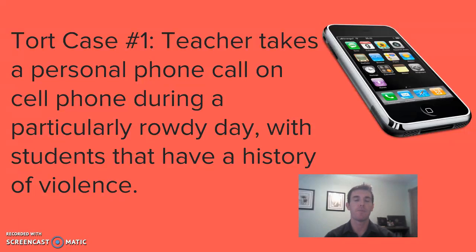So how could this be prevented in the future? An annual review of the handbook policies, specifically in reference to personal phone calls, should be had every year. And if a teacher does have an emergency and does need to take a personal phone call, which happens, they need to make sure that they have coverage for their classroom while they're out of the room.